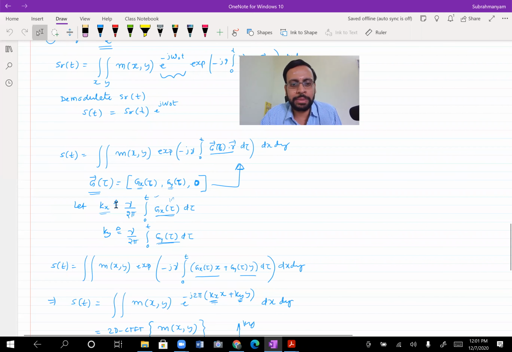Kx, ky is nothing but gamma by 2 pi times the integral of g dt. This is what you have control over here. By varying the gradients in the x direction, you have control over kx. By varying gradients in the y direction, you have control over ky space. By varying gradients in the z direction, you have control over the slice over which you are going to get these kx and ky spaces. That's how you acquire the entire image.